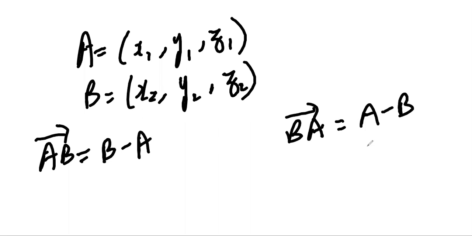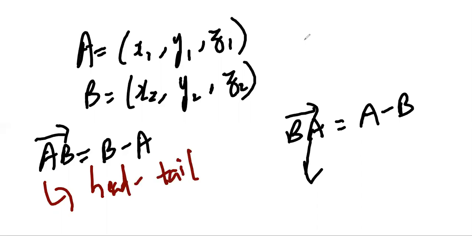What does AB mean? That the vector is starting from A and ending towards B. BA means starting from B and heading towards A. Head minus tail is the formula. Head minus tail. Head is A, the tail is B.